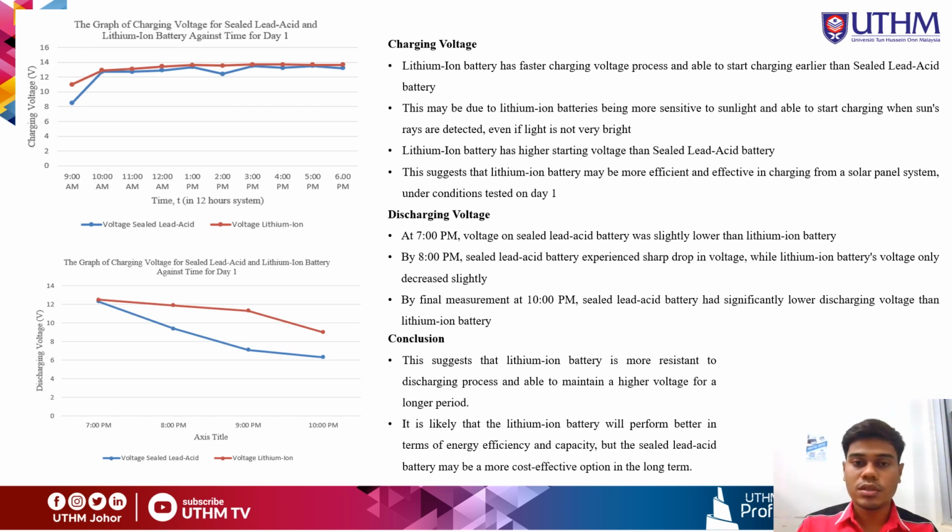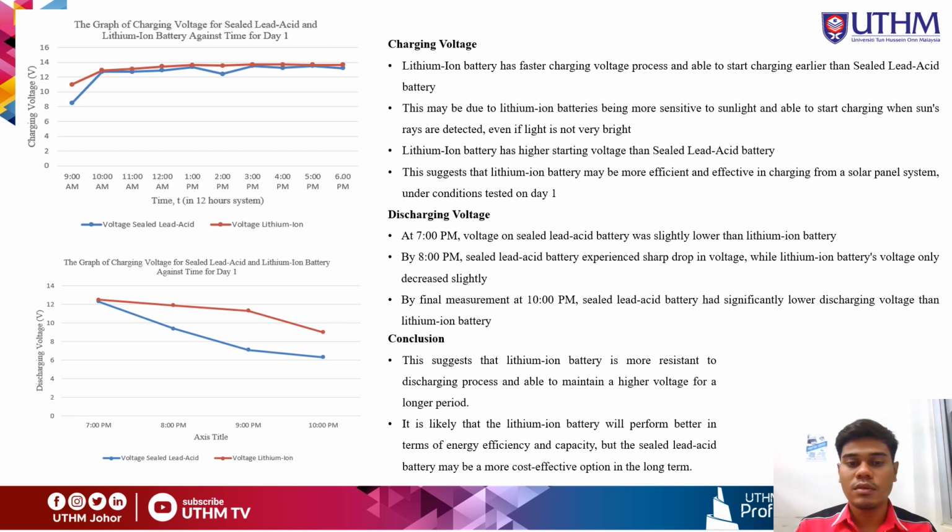During charging voltage, lithium-ion battery has faster charging voltage process and is able to start charging earlier than lead-acid battery. This may be due to lithium-ion batteries being more sensitive to sunlight and able to start charging when sun's rays are detected, even if light is not very bright. Lithium-ion battery has higher starting voltage than lead-acid battery. So this suggests that lithium-ion battery may be more efficient and effective in charging from a solar panel system under condition tested for day one.